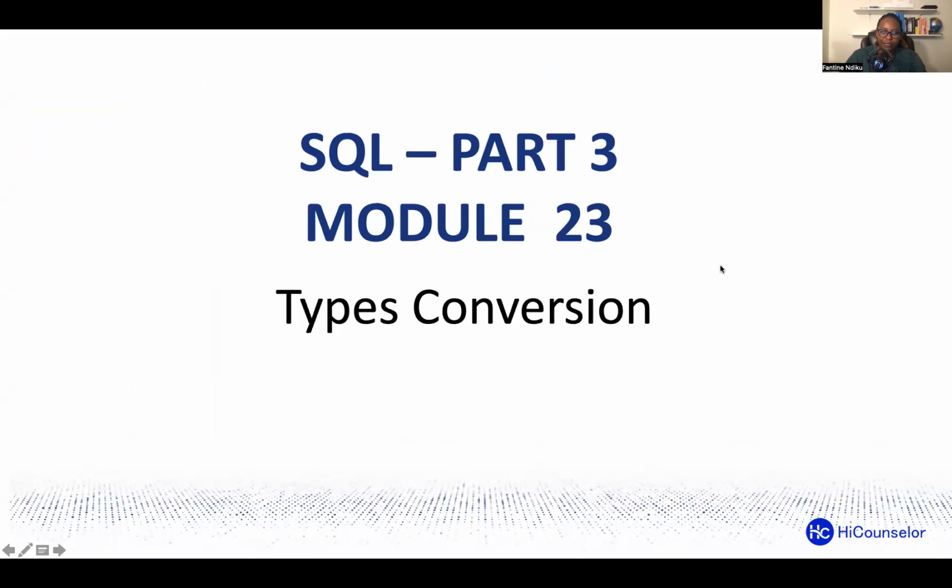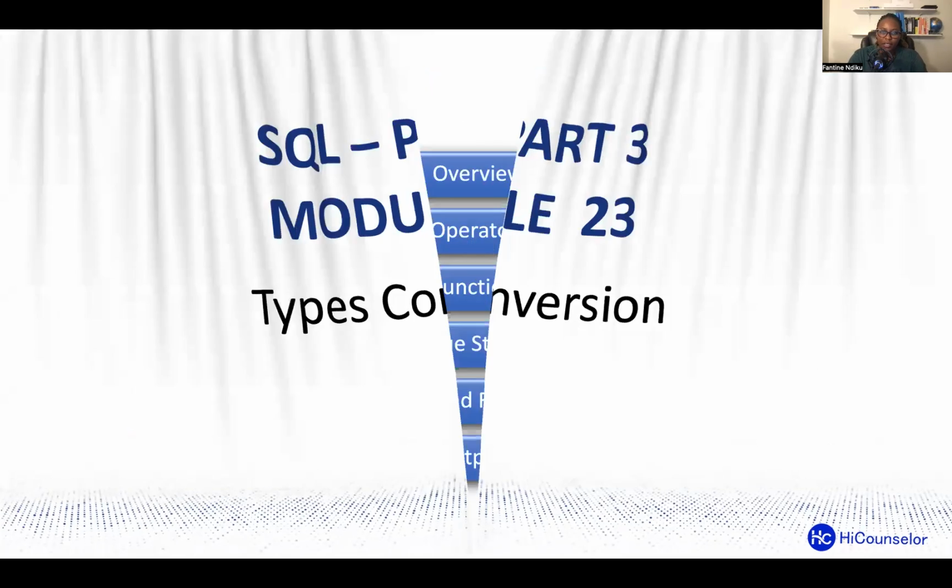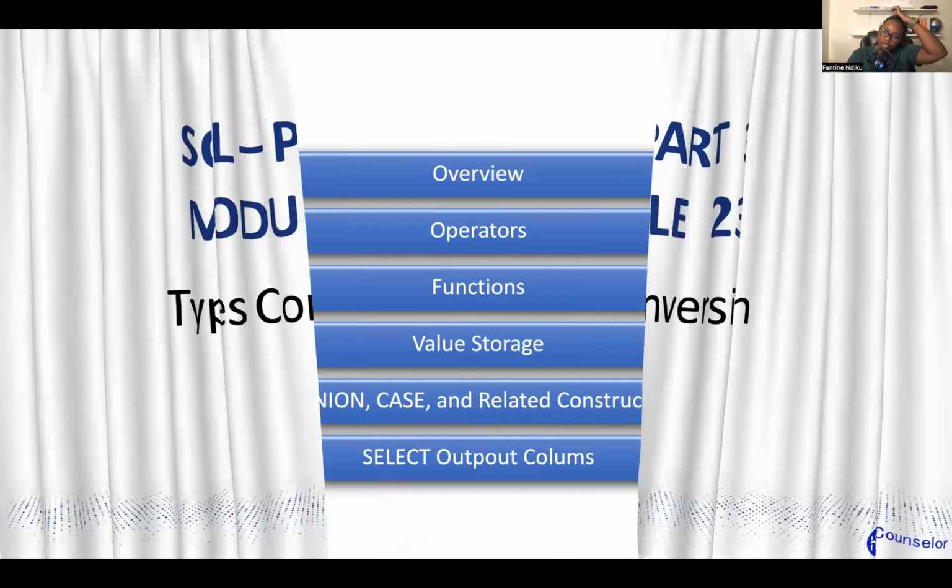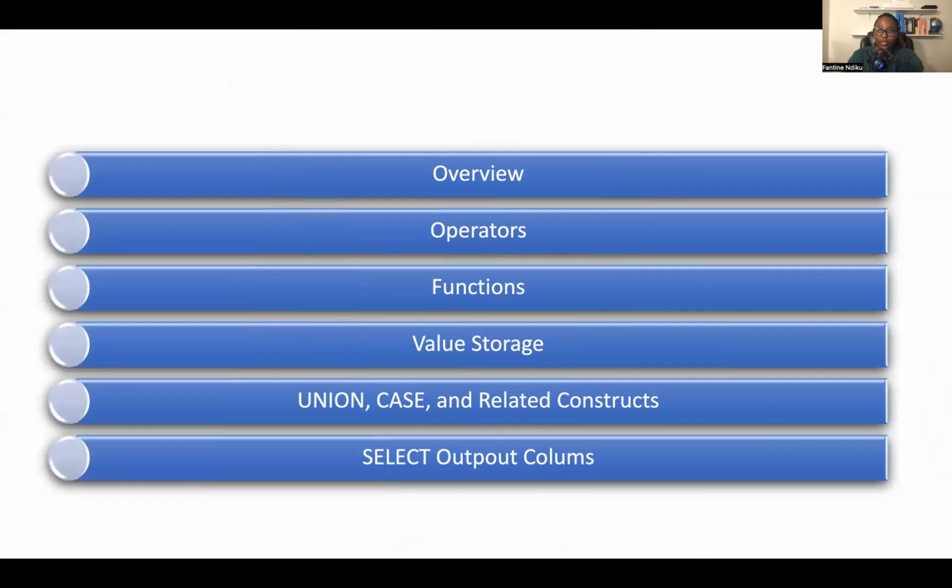Here we go. So this is the 23rd module. It's about the type conversion in PostgreSQL. So this is what we'll be talking about today. We first see the overview and then the operator, functions, value storage, union case, and related constructs. And we will end with the select output columns.